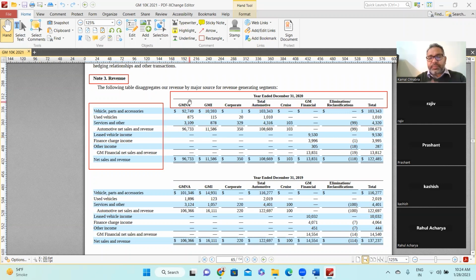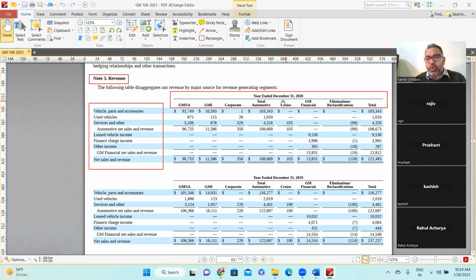On the right-hand side, you see how much revenue in the respective category they have generated from the North America region, how much revenue they have generated from GMI, that is GM International, other than North America. What all comes in North America is US, Canada, and Mexico. Rest of the world they have considered in GMI, General Motors International, right? And what all revenue they have generated from their corporate office. That is the total revenue of the automotive. If you see, this one is the total revenue from the automotive business.